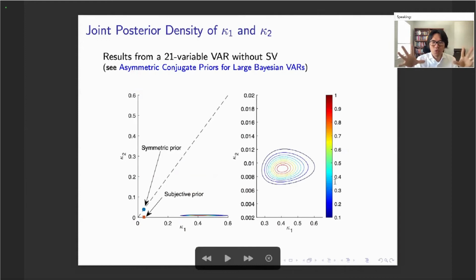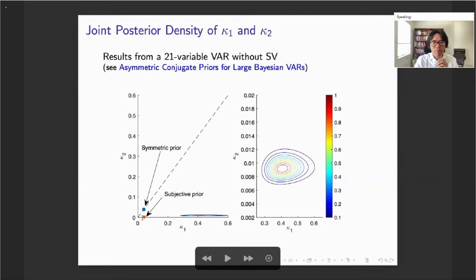So if you zoom out, that would be on the left panel. It squeezes this density into a flat pancake. And now I plot two more priors. One is the subjective prior that is widely used in the literature. So this set of values, something like kappa 1 is 0.2 squared, kappa 2 is 0.2 to the power 4. It will be somewhere here.